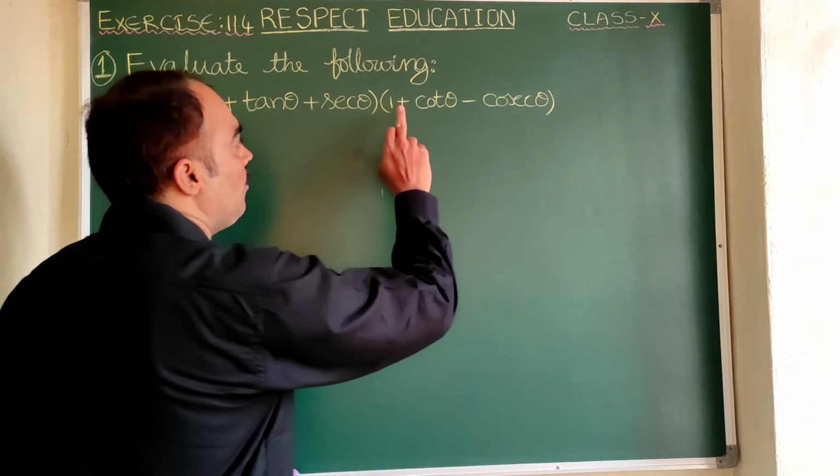I am writing 1 as it is. Can you tell me tan theta in terms of sin and cos? Tan theta is equal to sin theta by cos theta. Plus, in the same way, secant theta is 1 by cos theta. So these are reciprocal formulas.